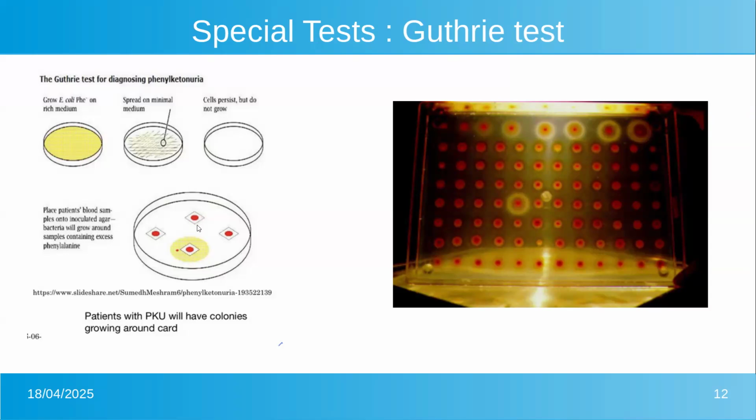Then what I do is I put 1 drop of urine or 1 drop of blood of the patient in the culture plate. This will provide the phenylalanine and the bacteria will start to grow. So if I find that the bacteria are growing here, I infer that the urine has got phenylalanine. Urine will have phenylalanine when the child has got phenylketonuria. This is the Guthrie's test.